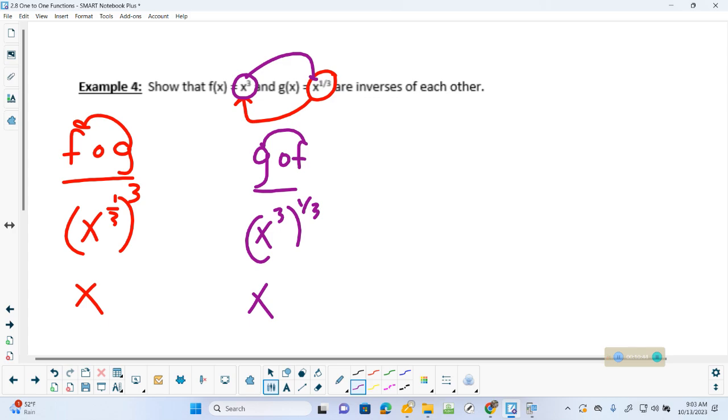That's what they wanted us to show. That's what we did. We crushed it, we got it. If you equal anything besides x and x, they're not inverses. Has to be plain old boring x.